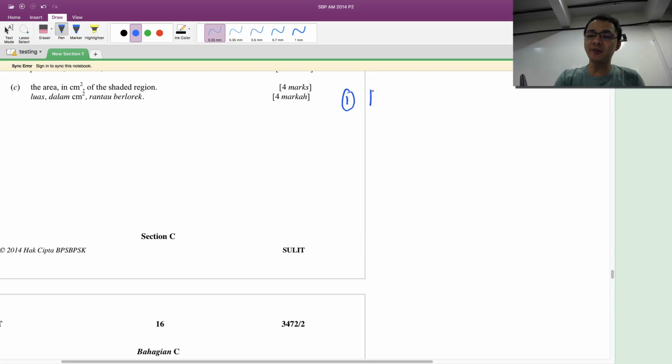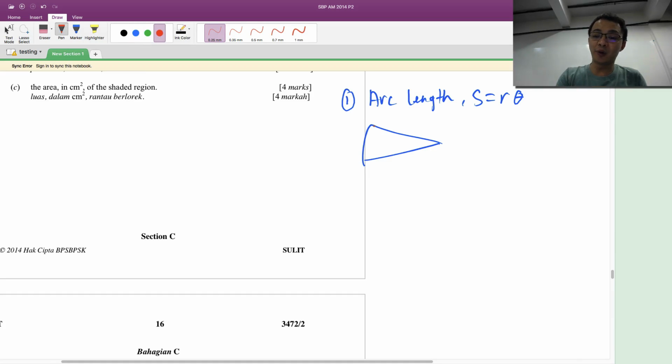The first formula is for arc length, which we used just now, which is S equals r theta. This one is to find the arc length. If you have a sector, this part we call the arc length, so it's to find this length only. It's not to find the whole perimeter, it's just to find the arc length. This is one of the main formulas.